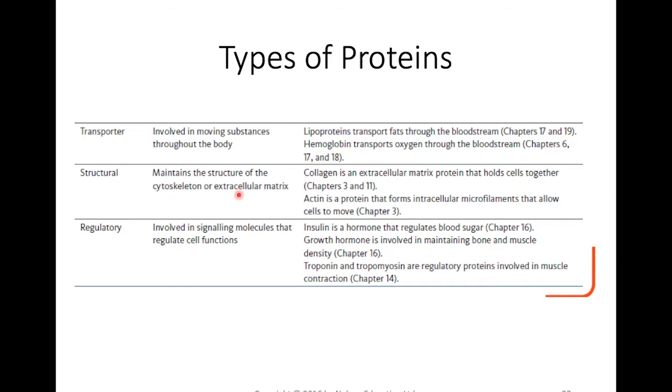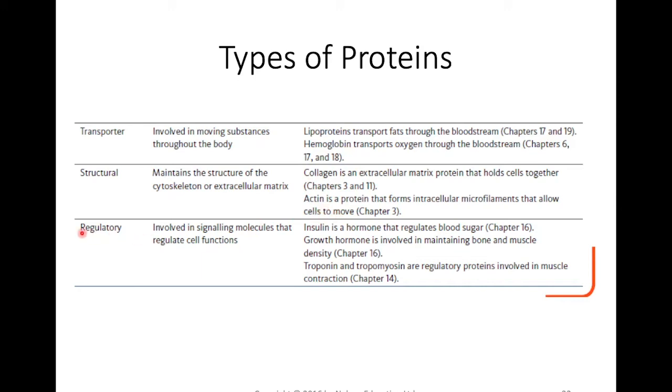We also have structural proteins. We've talked about collagen, right? When we looked at connective tissue, collagen was that protein fiber that's responsible for producing strength and durability. As well with actin, it's a protein that forms intracellular microfilaments that allow for cells to move.